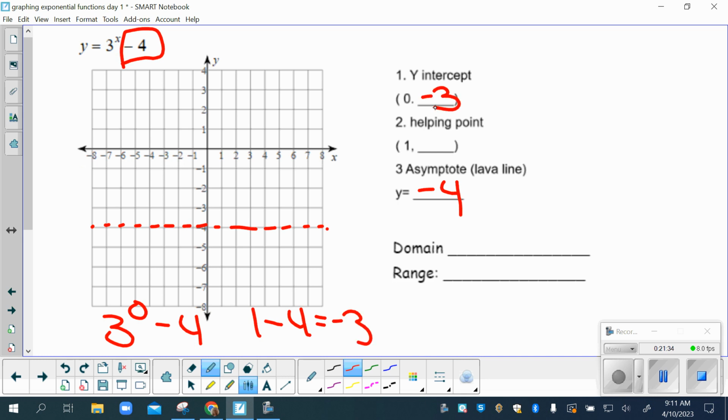This should help you. Your little frame should help you. Eventually I'm going to get rid of those, so you've got to get good at this. So 0, -3. Some of you are going to start to realize there's a pattern, right? It's right off the lava line. Now let's get the next piece.